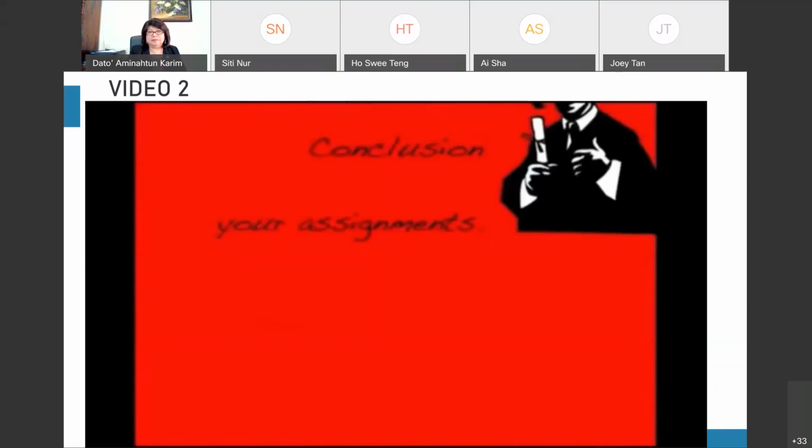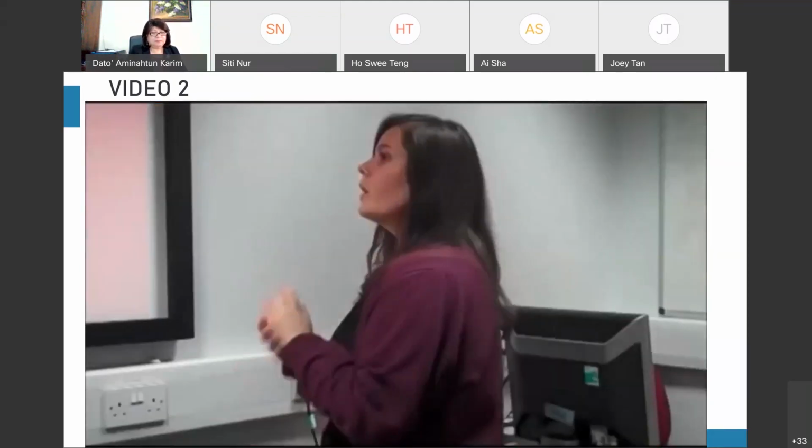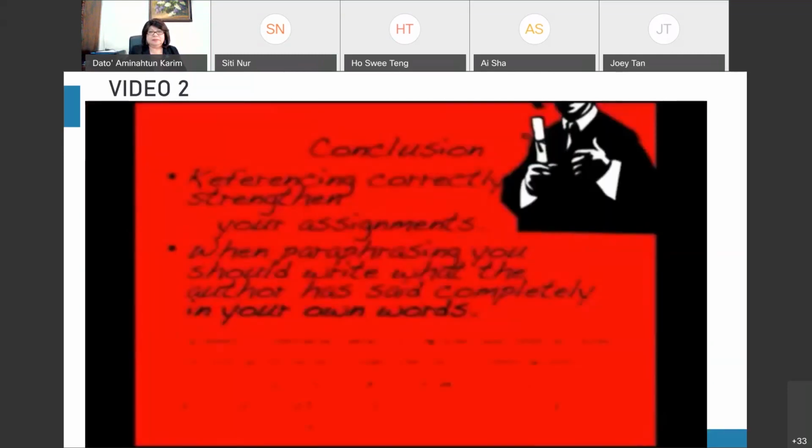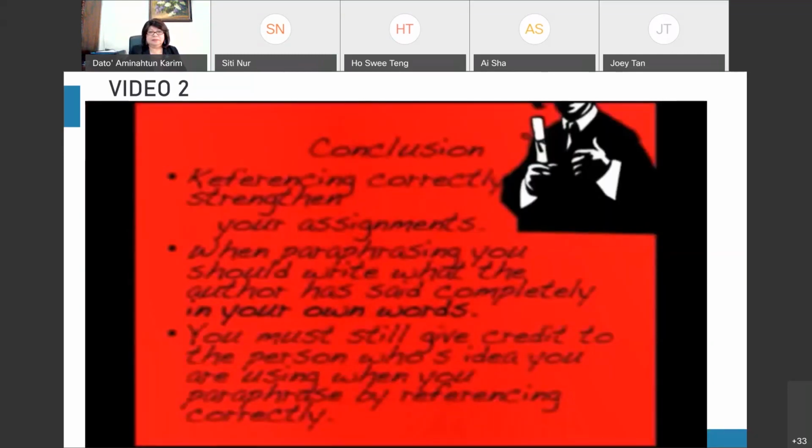Okay, conclusion. Referencing correctly can strengthen your assignments. When paraphrasing, you should write down what the author has said completely in your own words. You must still give credit to the person whose idea you're using when paraphrasing by referencing correctly.